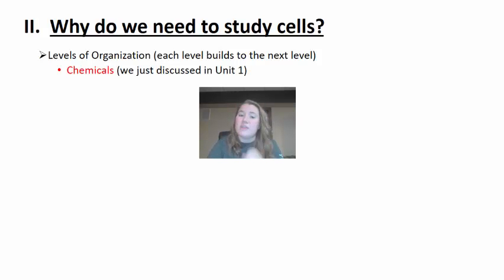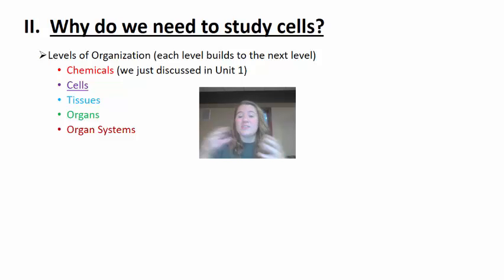So our smallest level would be atoms and chemicals, which we talked all about in the first unit. Then we have cells. When you have a bunch of atoms joined together into chemical compounds, and they're all building these fabulous macromolecule structures, eventually when they're all assembled together, we get a cell. Now when you have a bunch of cells joined together and working together, that makes a tissue. When you have several tissues working together, that makes an organ. And when you have several organs working together, that makes an organ system.